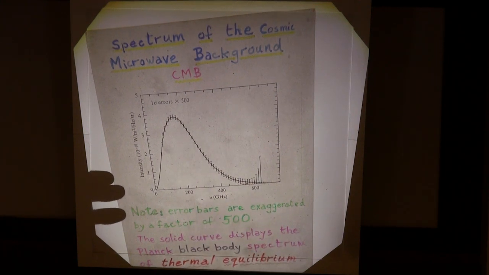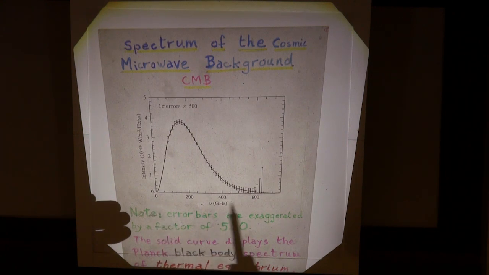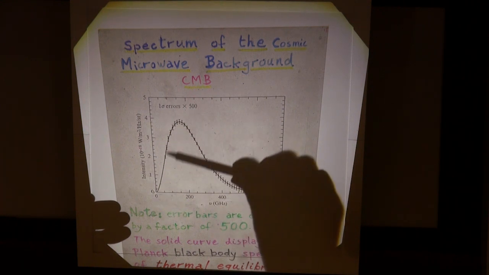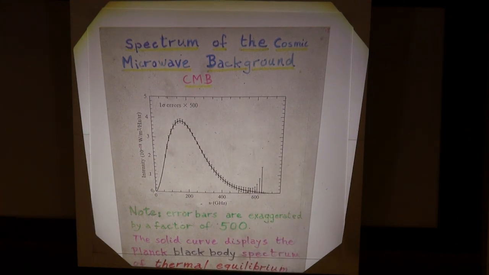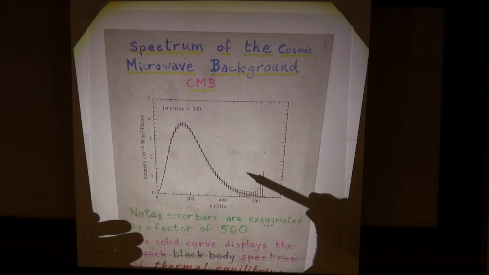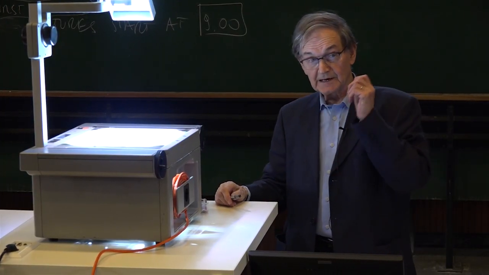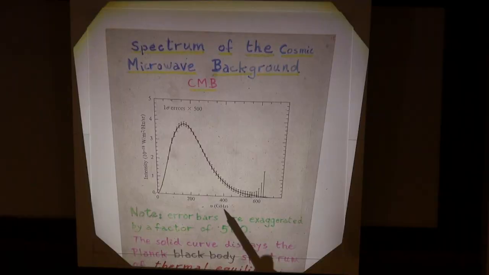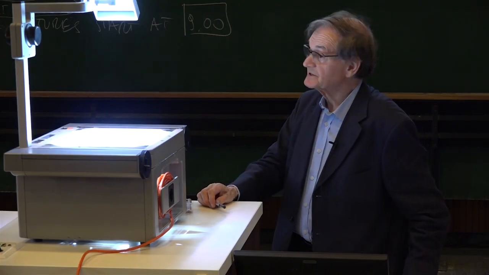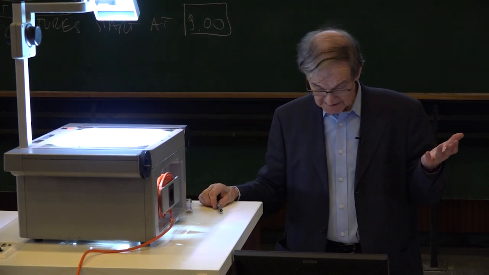Well, this curve is what you get when you measure the frequency of the cosmic microwave background radiation this way and then the intensity this way. You get something which is a very, very close fit to the Planck curve. In fact, the error bars, you'll see these lines here, are in the picture exaggerated by a factor of 500. So if you really put the error bars as they actually are, they would be inside the thickness of the line. So this is an extraordinarily precise measurement of a Planck spectrum seen out there.